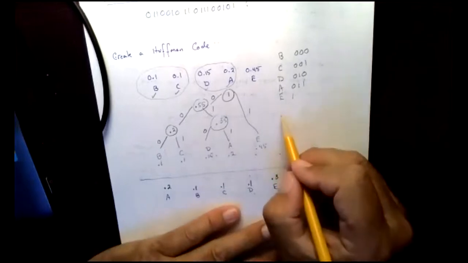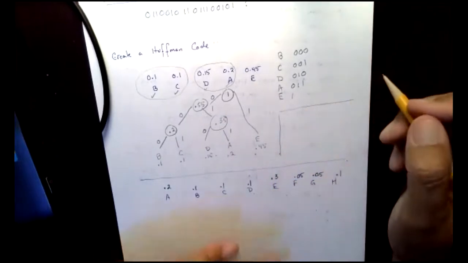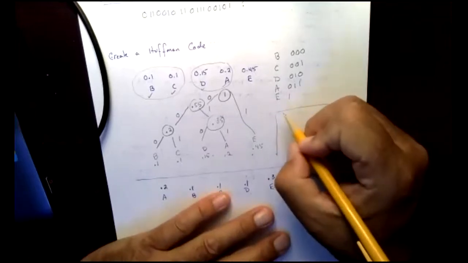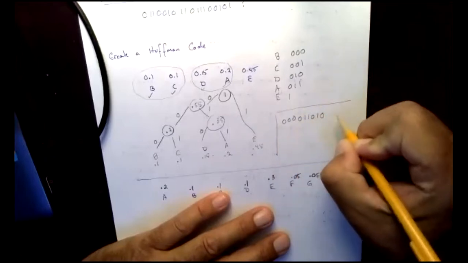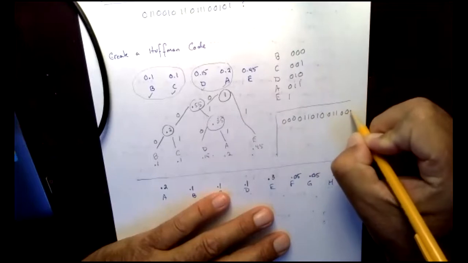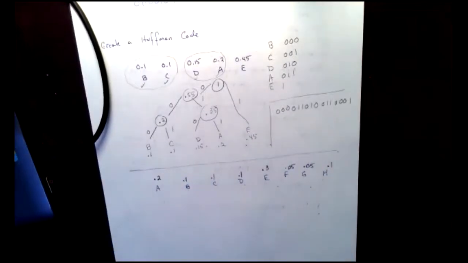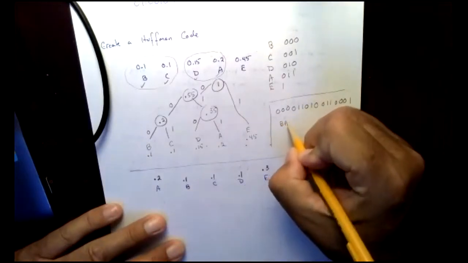So if I gave you a secret message right now, is it immediately decodable? All right, let's see what I have. 0000011010011001. I just gave you a sequence of zeros and ones. Is it immediately decodable? Yes. Yes, that's a good answer. And what is it? D, A, yeah. Bad Abe.